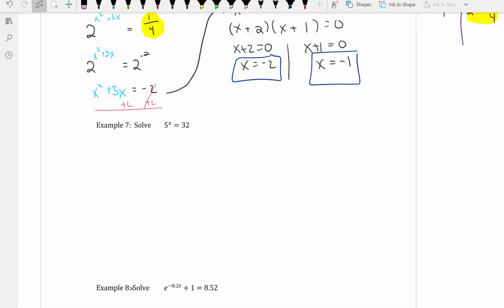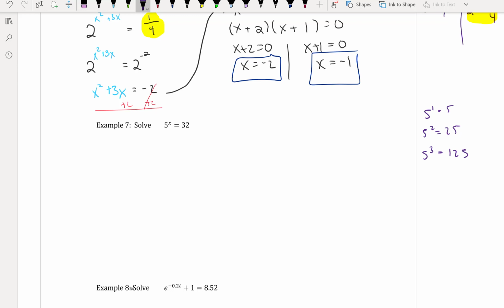Now for number 7, this one's slightly different. This one is different because there's no way I can make 32 look like a base of 5, right? We have 5 times 1, and I'll even write it, right? 5 times 1 is 5. 5 squared is 25. 5 to the third power, that's 125. So 32 doesn't work when I have a power or a base of 5. There's no power of 5 that would give me a 32 or 1/32. So I'm going to have to rely on something else.